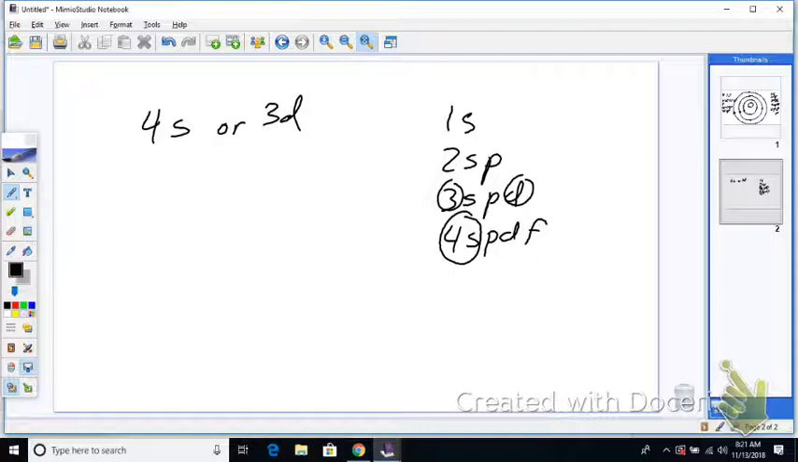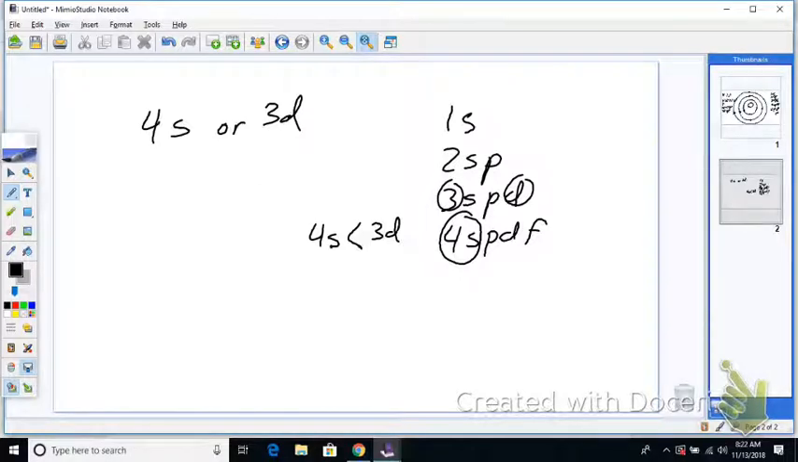Which one will it choose? It will choose to be in the 4s. And why? Because the 4s combination is less energy than a 3d combination. Remember, the d is a really complex orbital. So the s will choose an orbital that is the lowest energy. It always chooses the lowest energy.